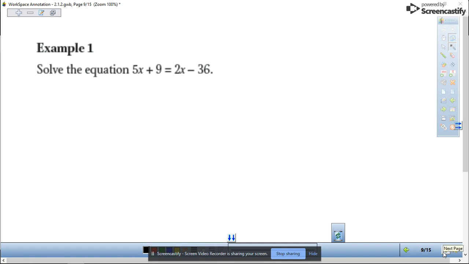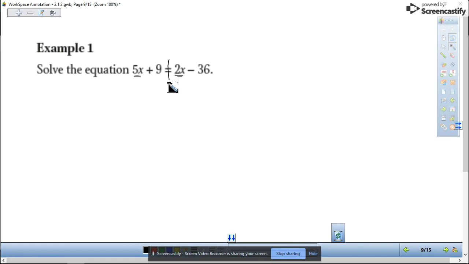So example 1, solve this equation. Step 1, get your variables on the same side. Okay, that's the first goal that we have. So right now I have 5x on this side and I have 2x on the other side. Think about that equal sign as being the separation between your left side and right side. So I need to move the 2x or I can move the 5x. Now, in my mind, I always want to move things in a way that is going to keep it as positive as possible. I want to avoid negatives wherever I can.